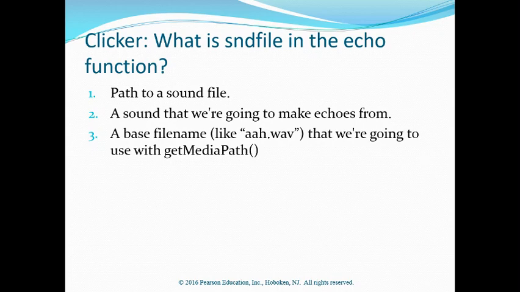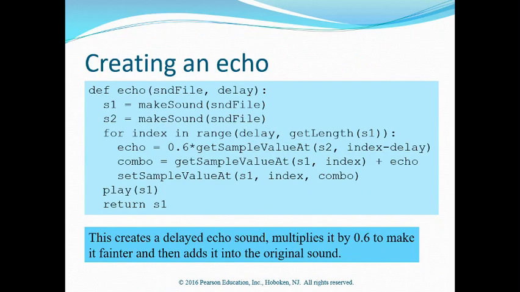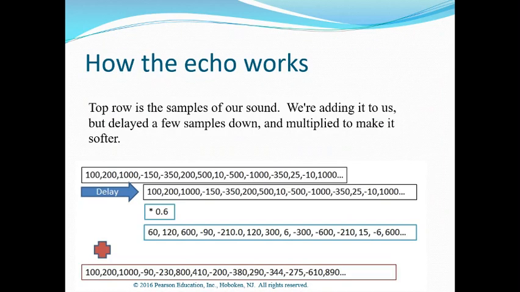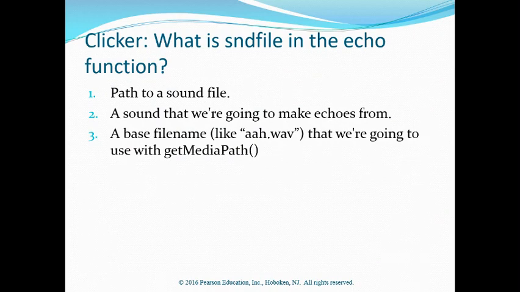Right, we mentioned that. Is it the path to a sound file, a sound we're going to make echoes from, or a base file name like wave that we're going to use with get media path? So let's look at how sound is used. We pass the sound file parameter into the method make sound, which means we already know that it's not a sound file. So number two is wrong.